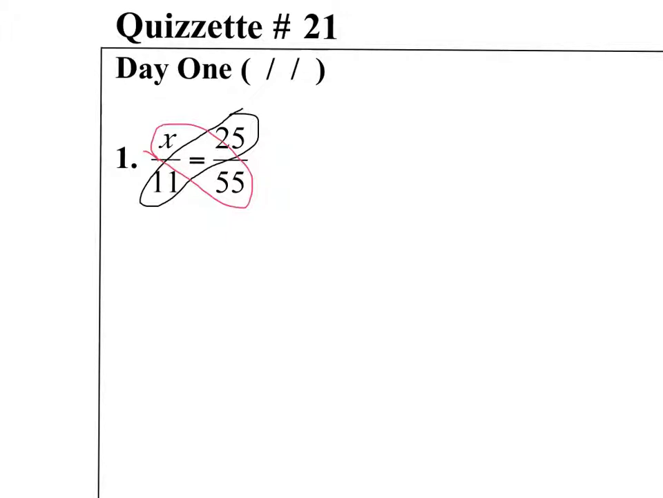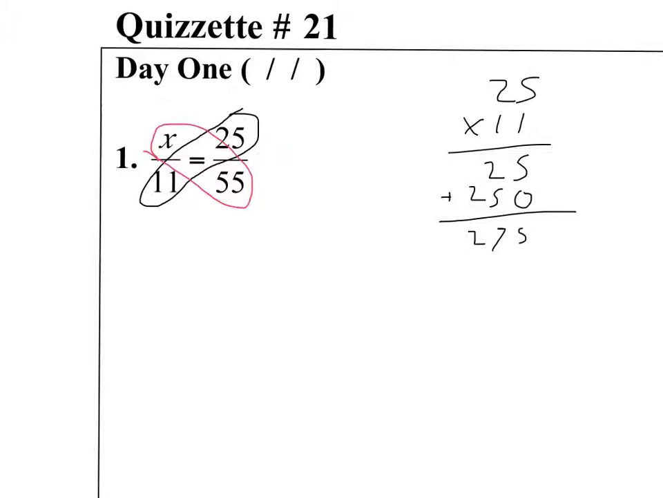Let's do the work on the corner here. 25 times 11. Well, we can use long multiplication to find out what that value is. So 25 times 11, 5 here, 2 here, drop down to 0, 5 here, 2 here. We add the numbers together, we get 275. And that's what the term is going to be on the left side.